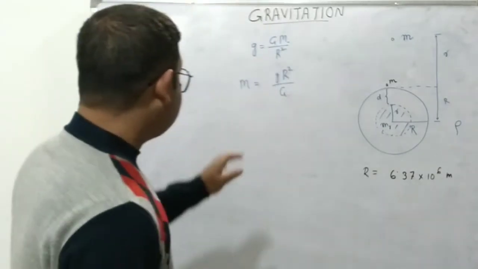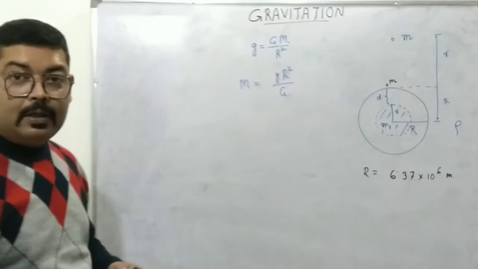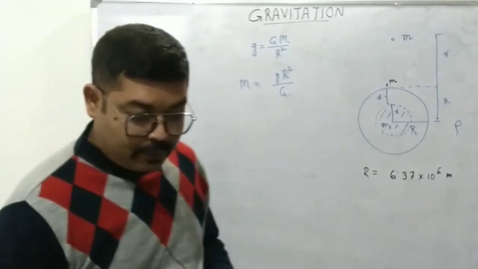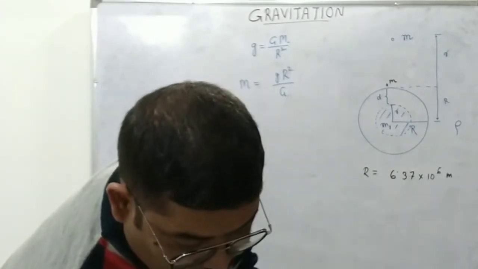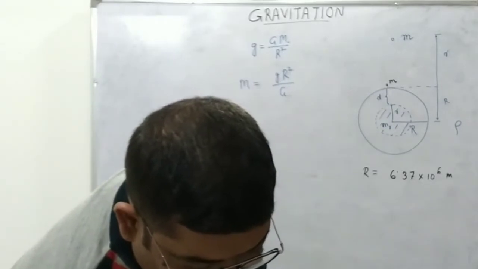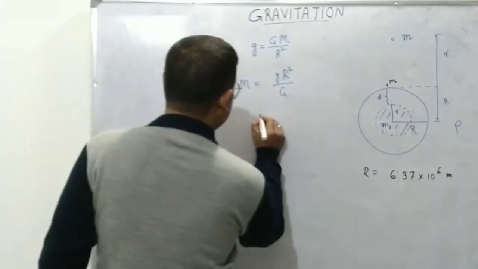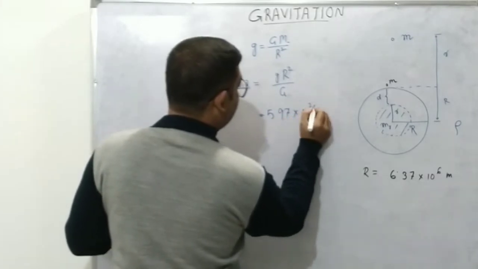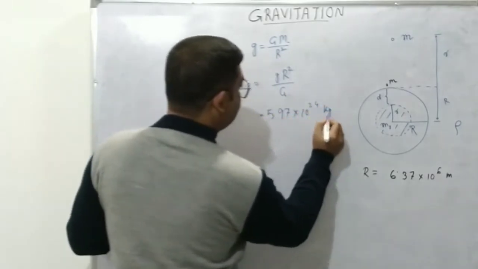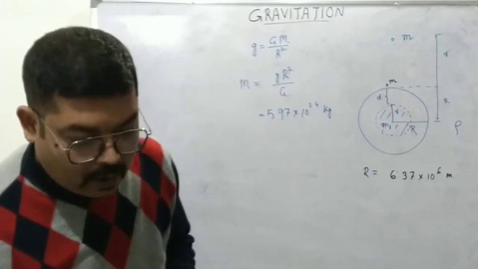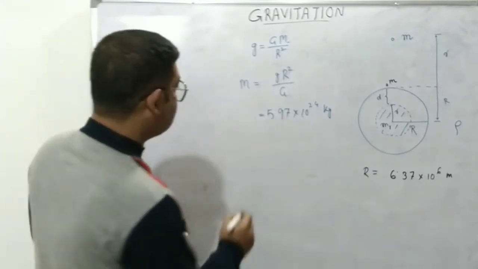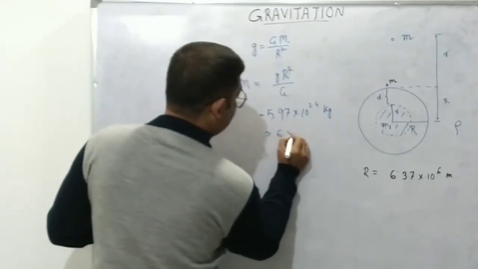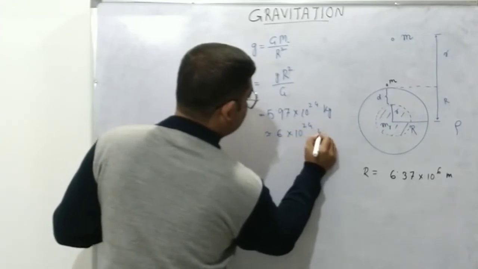Okay, so if you substitute the values, you will get the mass of Earth, which will turn out to be around 5.97 into 10 to the power 24 kg, which is roughly equal to 6 into 10 to the power 24 kg.